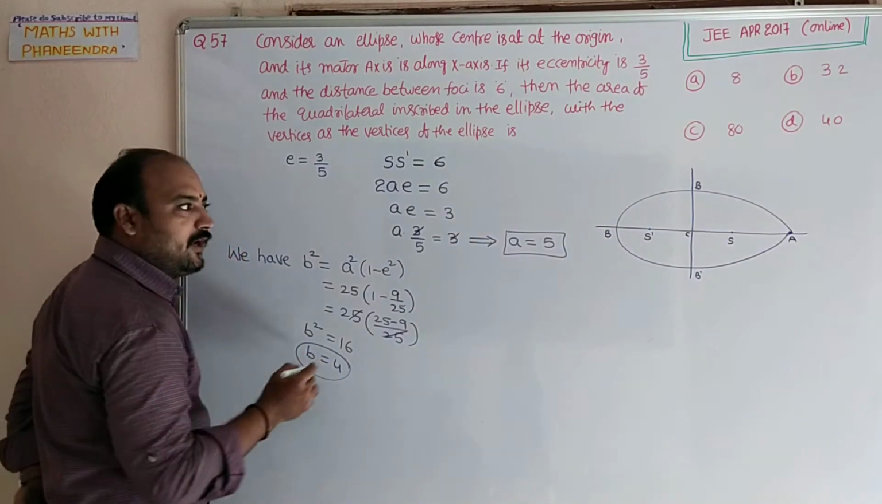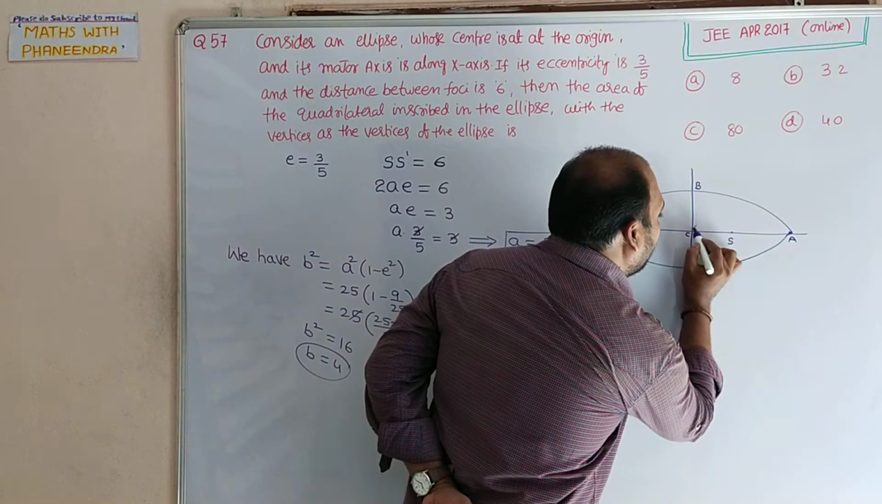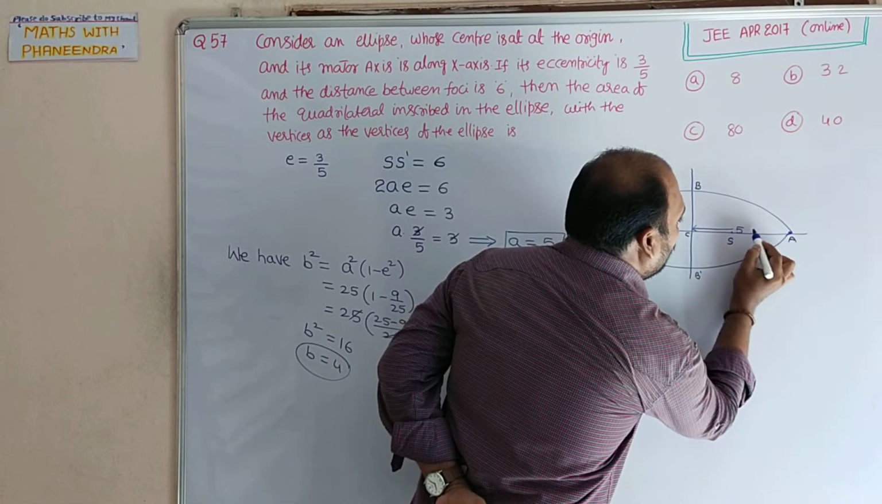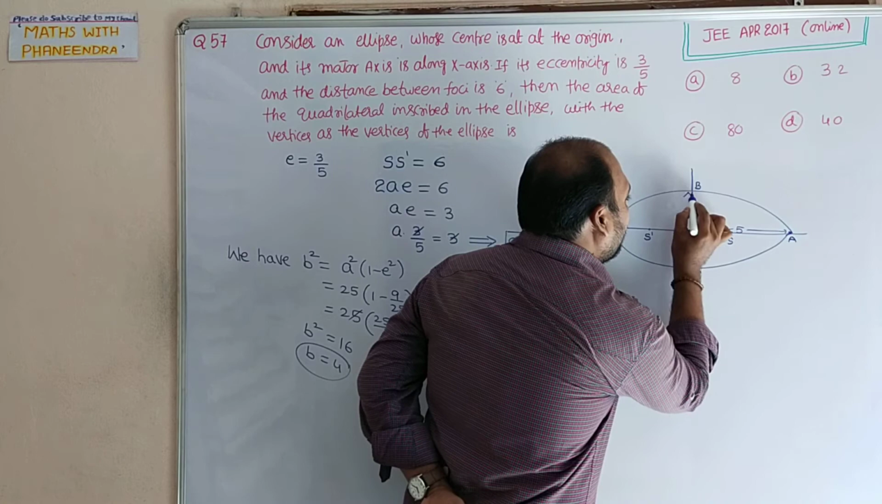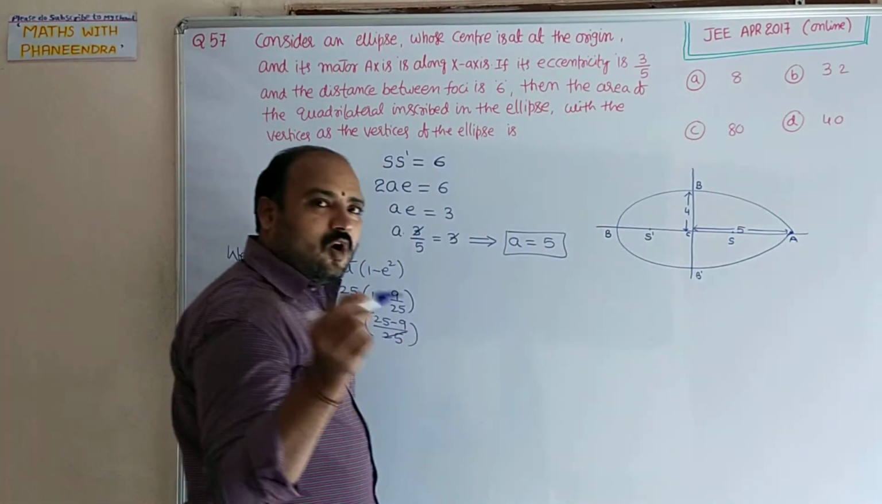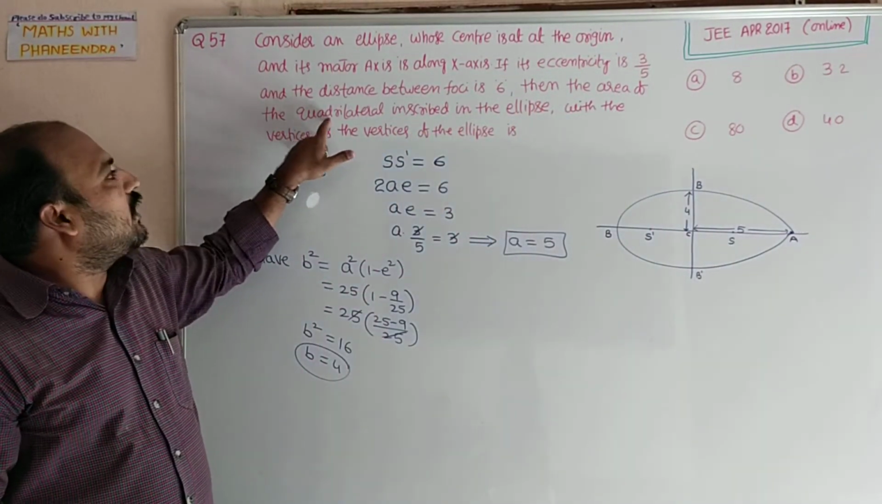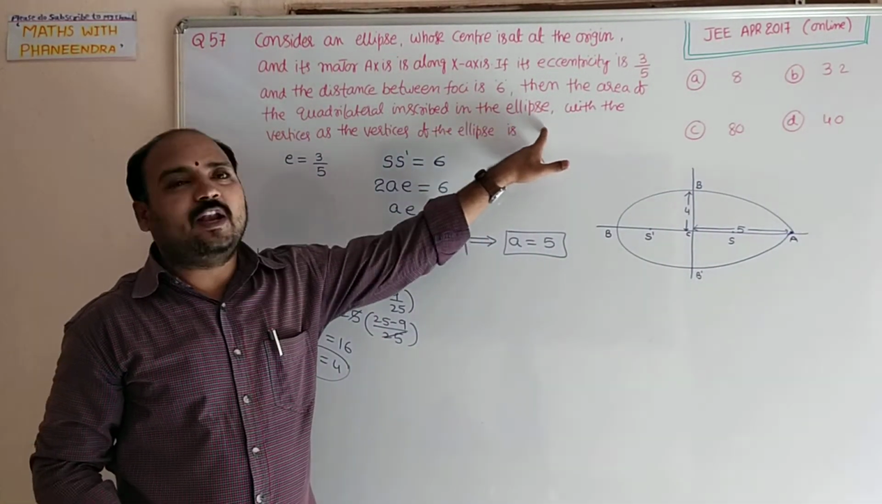We got the b value, and the a value also. A means what? From here to here is 5, and from here to here it is 4. What they are asking is the area of the quadrilateral inscribed in the ellipse.